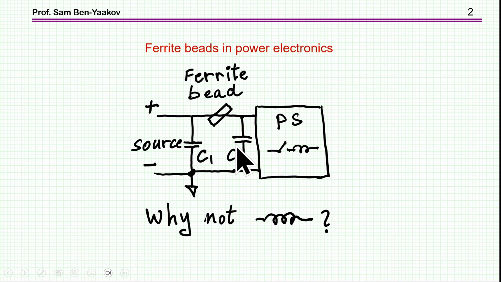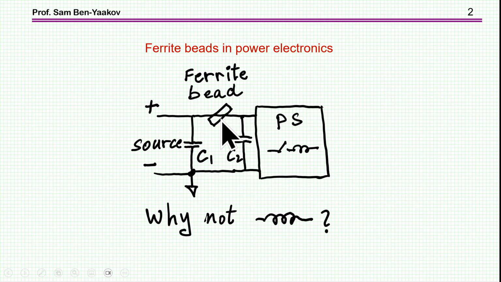A ferrite bead can be useful in power electronics as part of a filtering system. I'm showing here a source, and then a load, which could also be a power supply. The ferrite bead is supposed to, first of all, filter out a ripple at the source from coming into this part, and also to help block the ripple generated by this unit, which we would like to go through this decoupling capacitor, from penetrating into the source. So the bead could be useful here as a filter in both directions.